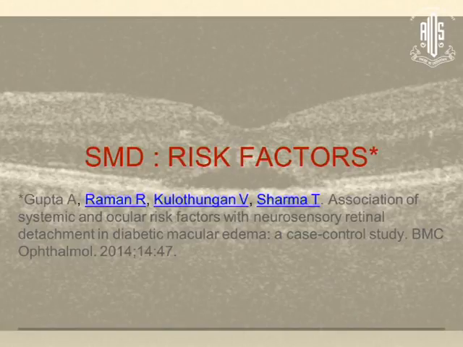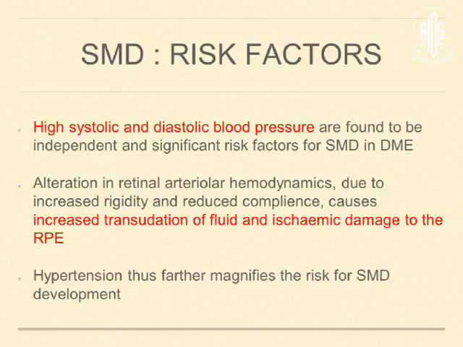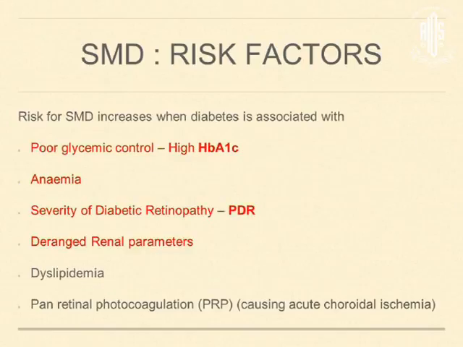So a very good study from Sankara Nethralaya has looked into the risk factors in serous macular detachment. The most important factor is systolic and diastolic high blood pressure, which causes this serous macular detachment. So there is increased transudation of fluid and ischemic damage to the RPE, causing the serous macular detachment. Other studies have shown that it is the elevated HbA1c, anemia, high renal parameters, and the severity of retinopathy which are associated with serous macular detachment.